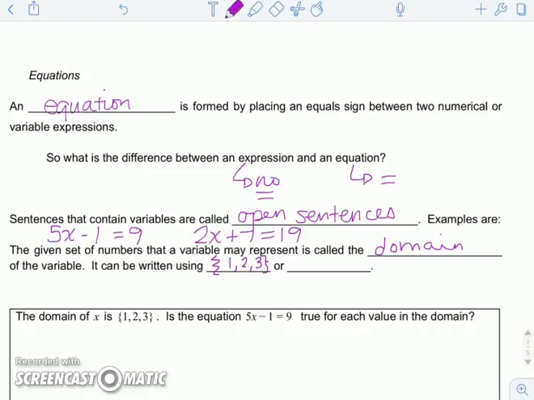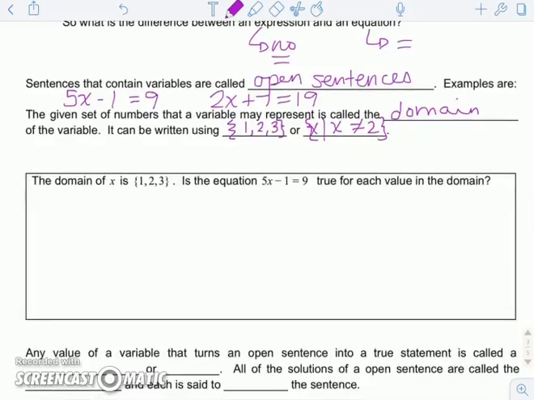Or you could write x such that x is not equal to 2. That could be a representation of your domain, if 2 was the only number that wasn't included. You won't see something like that until later when we get into rational expressions, and you can't have certain values in the denominator. For now, let's look at where this is going to be applicable to us. It says the domain of x is 1, 2, and 3. Those are the only values we're looking at here.